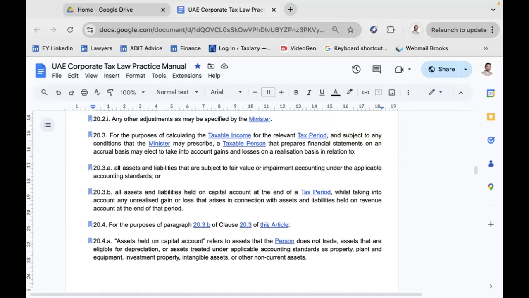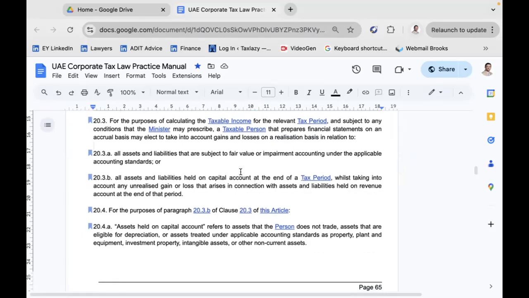The optional treatment is a leeway, a leverage, a facilitation given by UAE corporate tax law to entities: if it helps you to manage your cash flow better, then you can choose the realization basis. Clear?